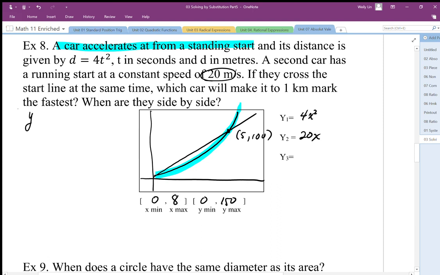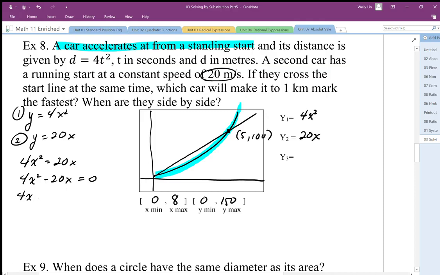This is my system. Y equals 4x squared. My second equation is y equals 20x. I'm going to do like for like replacement and make these equal to each other because they're both equal to y. And I can go ahead and solve this as a quadratic equation. So in this case, I can factor this fairly easily. So I get solutions of x equals 0 and x equals 5.